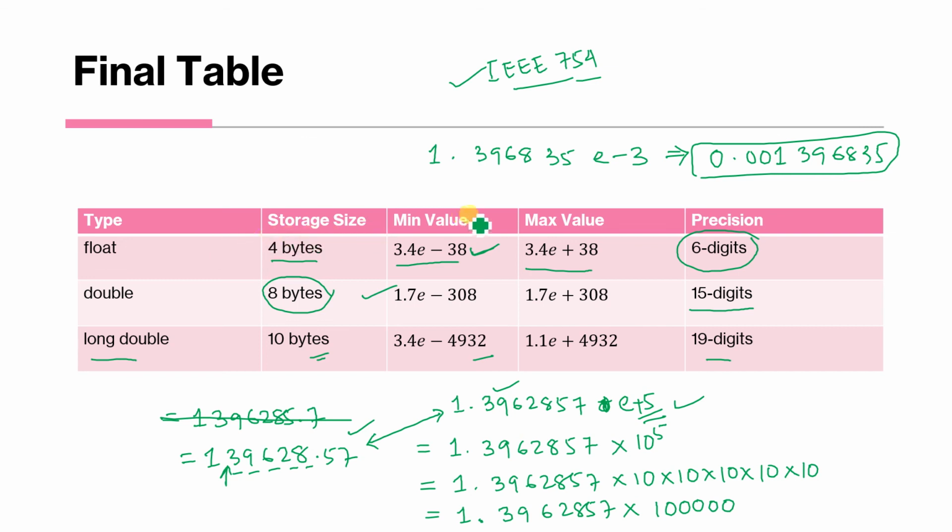So here I am representing the minimum value and the maximum value with scientific notation. That's the thing. I think you understand what a floating point number is.